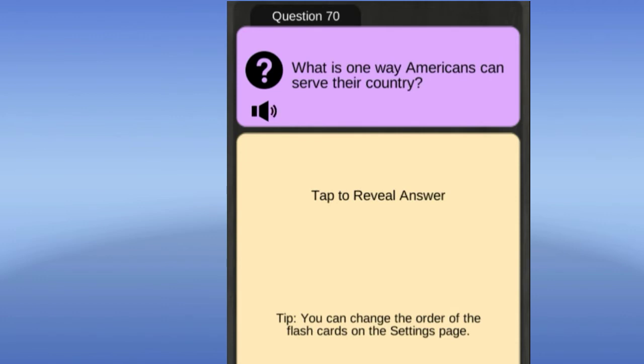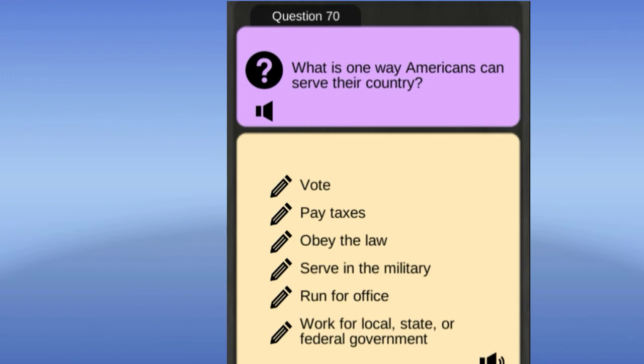What is one way Americans can serve their country? Vote. Pay taxes. Obey the law. Serve in the military. Run for office. Work for local, state, or federal government.